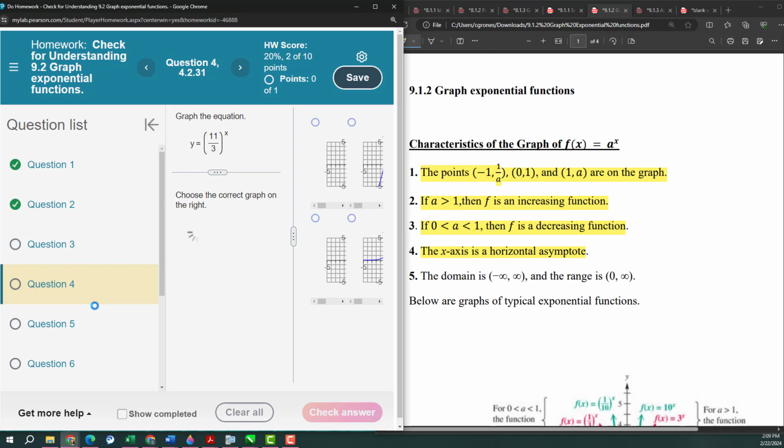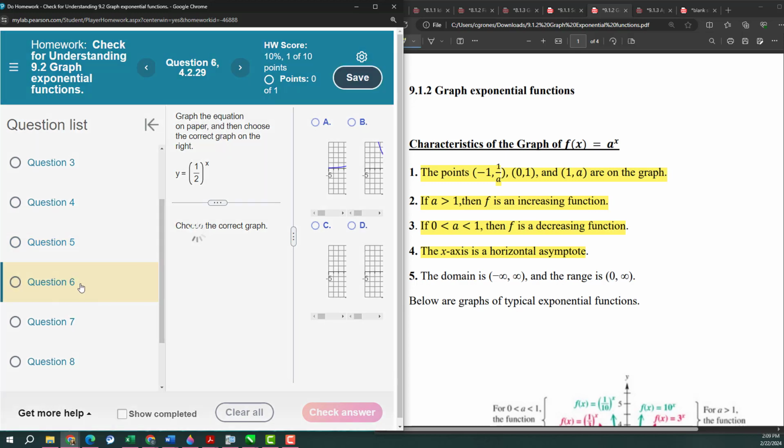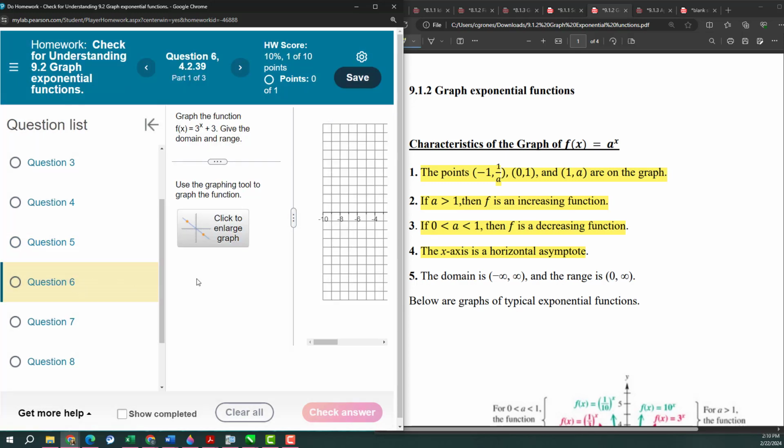I'm not going to look at 3 or 4. Number 5 is the one that we just did on number 2, but yes, there is a question like that. And then number 6. They're going to give you the function, and then you have to graph it, and then give the domain and the range. So let's look at this one. We have 3 to the x, and then plus 3.